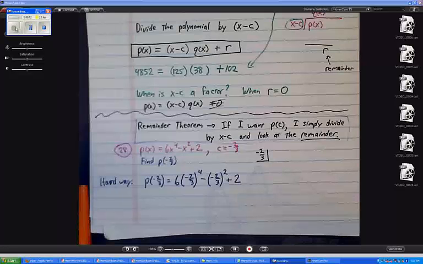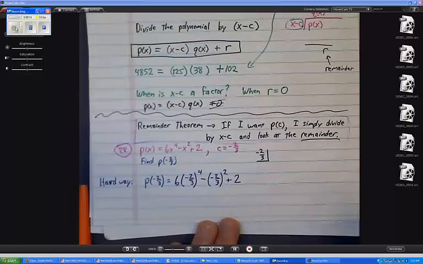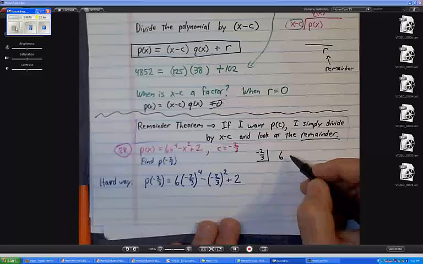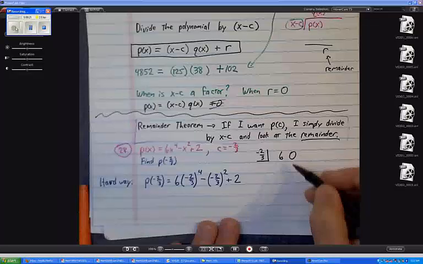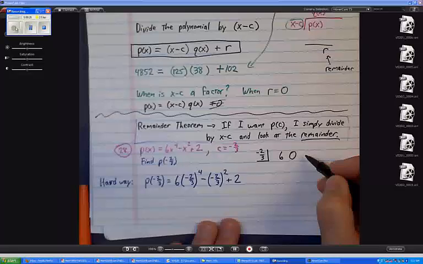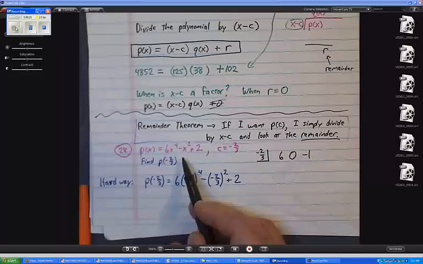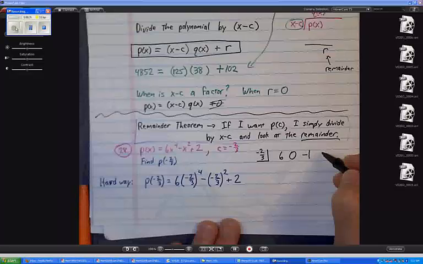What numbers am I going to write across here? Well, 6, and then some people missed this. Do you know what the next thing is? You need a 0 because there's no x cubes. And then what do I put next? We got to put a -1, okay? Always check the coefficients there with the signs, too. And then a 0, and then a 2.